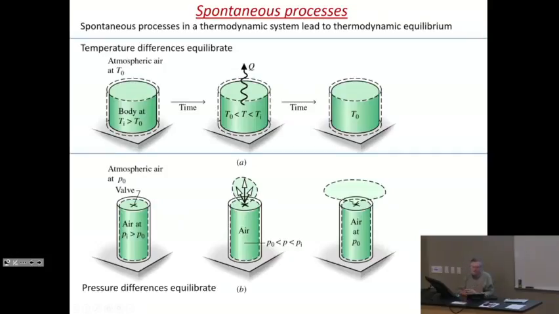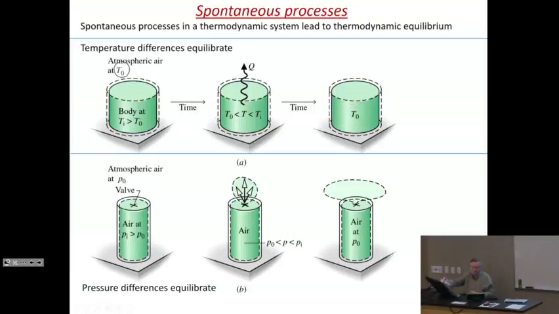So let's first take a look at what the spontaneous thermodynamic process is. A spontaneous process is one whereby a system that starts out of equilibrium goes to thermodynamic equilibrium. Very simple examples. If you have a body at a temperature above the temperature of the air around it, and you let it sit for a while, the hot body will dissipate its heat to the neighboring air, and it will reach thermodynamic equilibrium when the temperature of the body and the temperature of the air are the same.